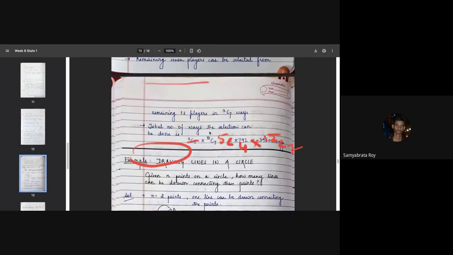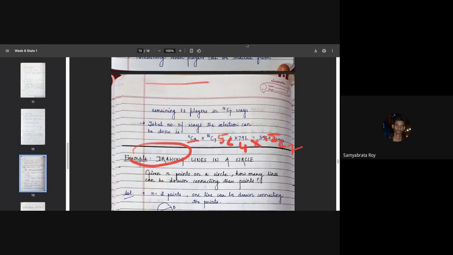So if I multiply, this is nothing but 5C4 into 11C7. You just calculate it. You have your calculator with you. In the exam you will be getting an online calculator, the TCS iON calculator, that will also help you to calculate. Clear?